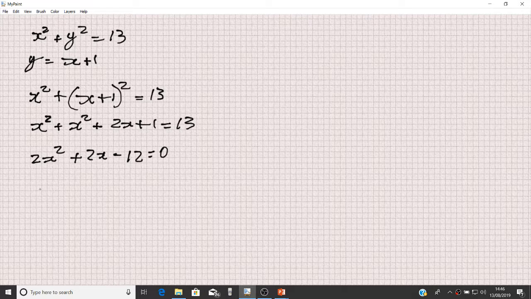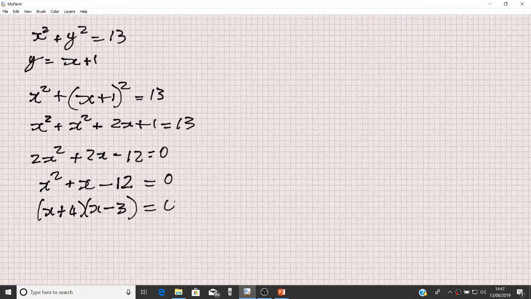Now in solving this I can divide out by 2: x squared plus x minus 12 equals 0. So I can factor this one. I need two values that, when I multiply them, give me minus 12, and when I add them, give me positive 1. So that would be x plus 4 and x minus 3, giving me two values of x. x could be negative 4 or x equals positive 3.